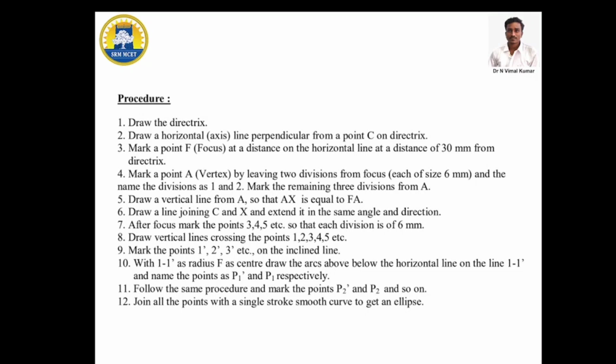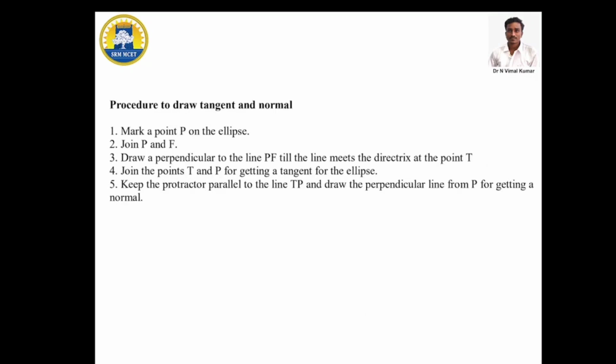With 1 to 1 dash as radius and F as center, draw the arcs above and below the horizontal line on the line 1, 1 dash and name the points as P1 dash and P1 respectively. Follow the same procedure and mark the points P2 dash and P2 and so on. Join all points with a single stroke smooth curve to get an ellipse. So in this concept we drew the ellipse problem, and next we need to draw the tangent and normal line.